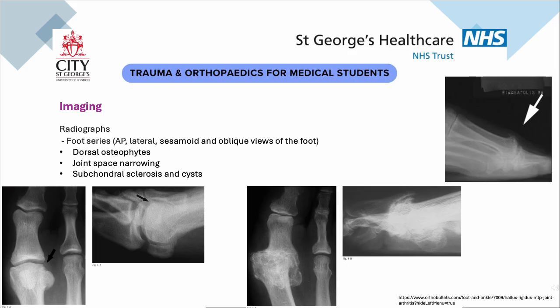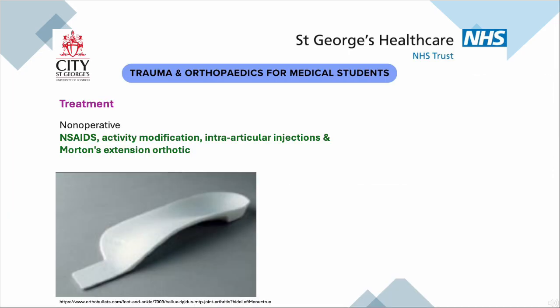Imaging most of the time is simply with x-rays, and you'll be able to see the osteophytes on the dorsum of the foot. There may be joint space narrowing and subchondral cysts, as you see in any arthritis. Occasionally, in early stages, you might want to get an MRI, but this is quite rare.